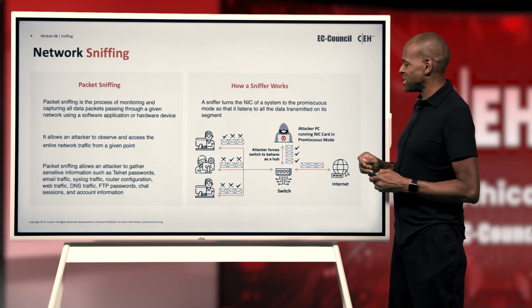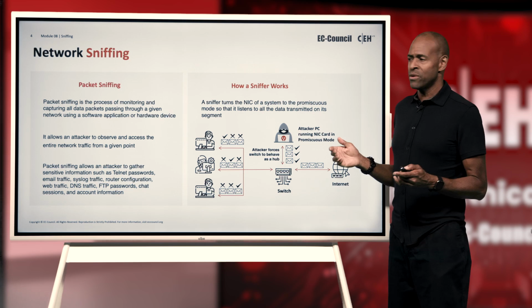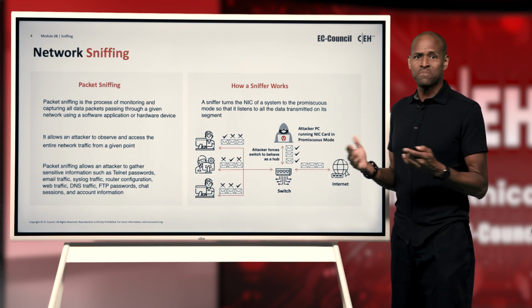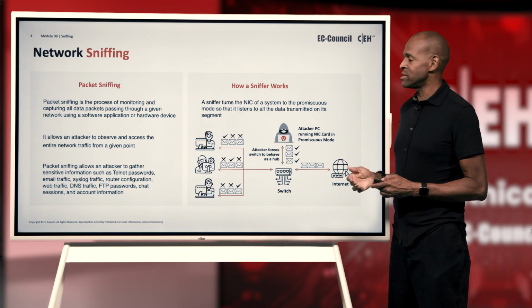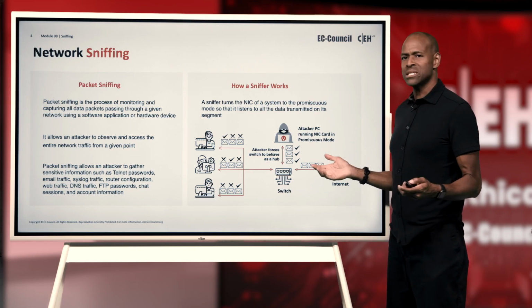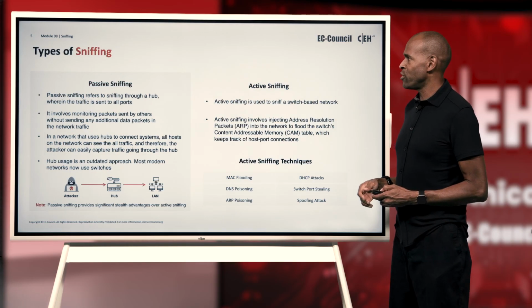So anyway, that's what we're doing. We have a network interface card. It's running in promiscuous mode. It reads every MAC address, irrespective of whether it's addressed to it or not, because it doesn't care. It's in promiscuous mode. And because of that, we can gather information through sniffing.